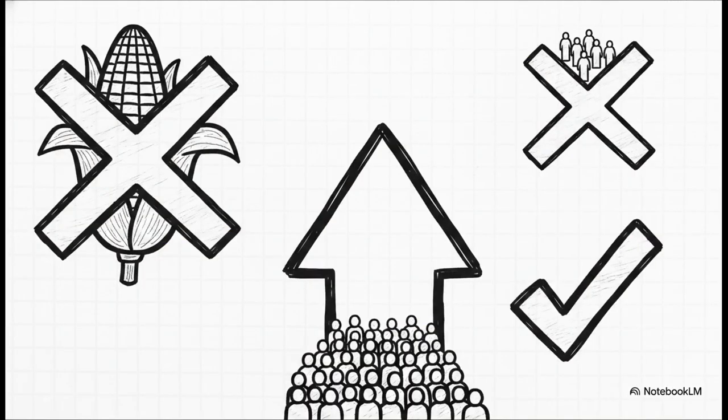Keeping that hungry student scenario in mind, let's look at our exam options and do a quick process of elimination. Option A talks about increased food production. Well, we can cross that out immediately. A bunch of new organisms showing up doesn't magically make the soil sprout more food.